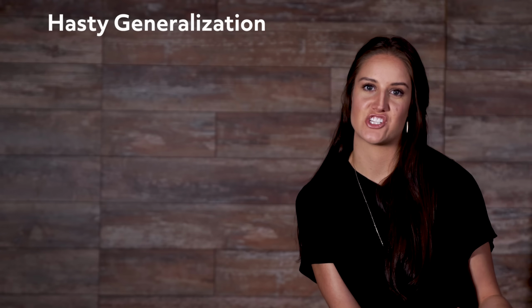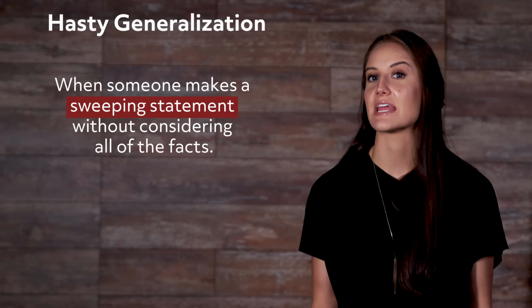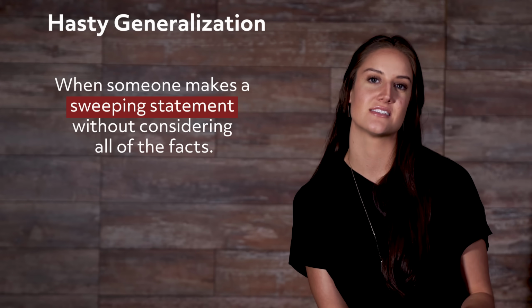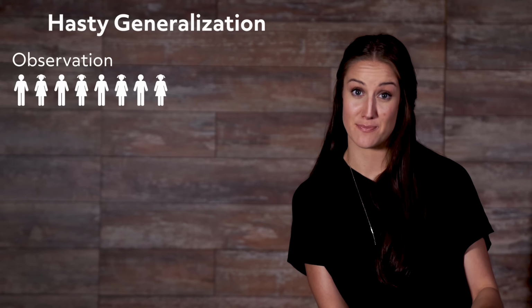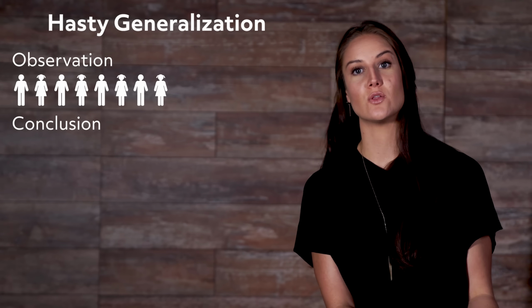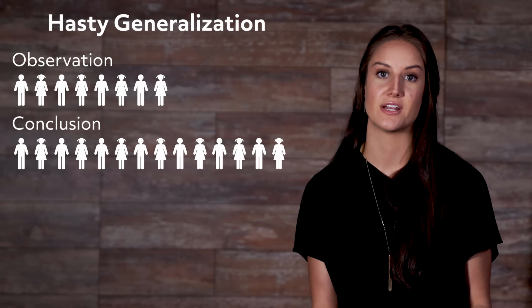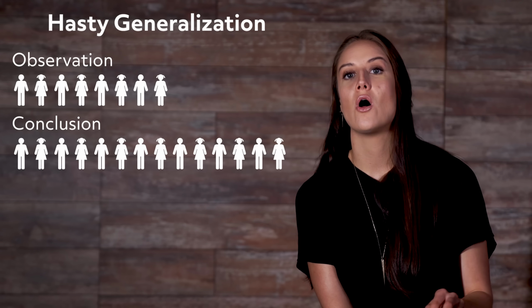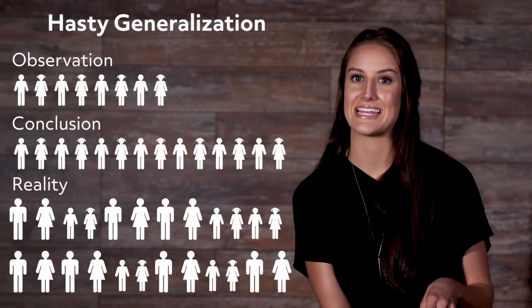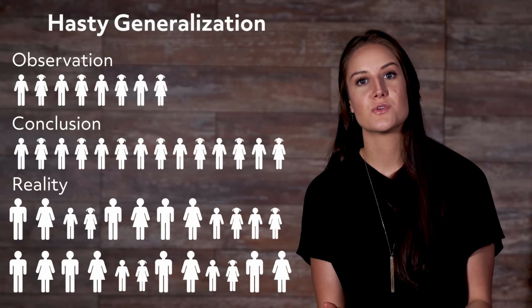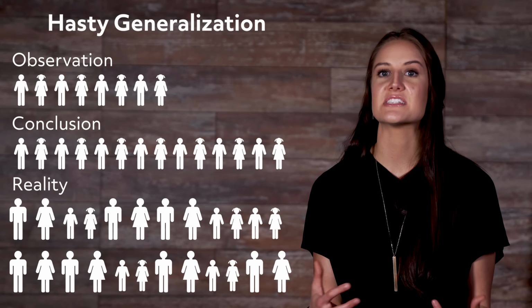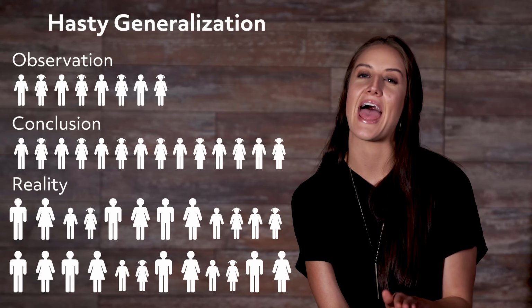Hasty generalization. A hasty generalization is when someone makes a sweeping statement without considering all of the facts. For example, if a man walks through a town for the first time and sees 10 people, all of them children, he might conclude that all the town's residents are children. This argument fails to explore all of the data surrounding the topic and attempts to suggest a conclusion based on this limited knowledge. This is also known as overgeneralization and is best avoided by exploring and presenting every aspect of an argument's topic.